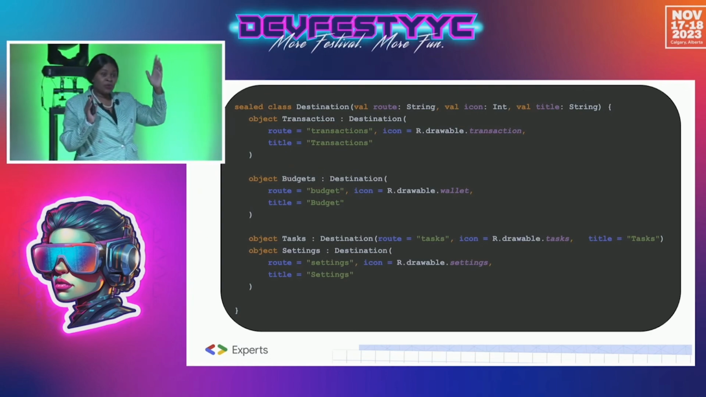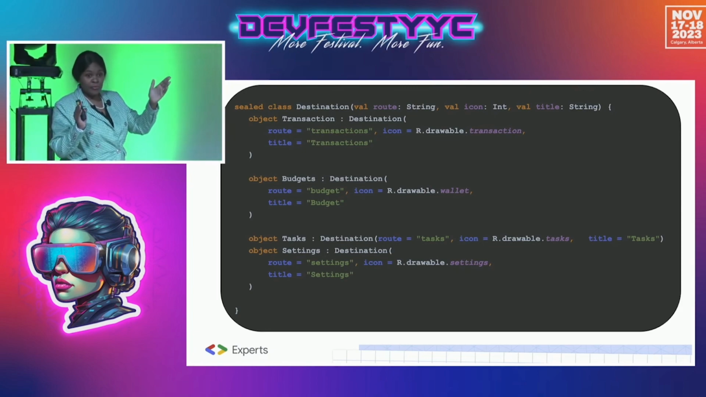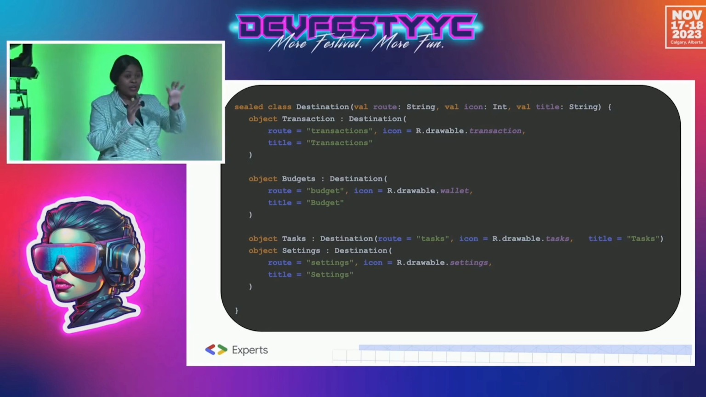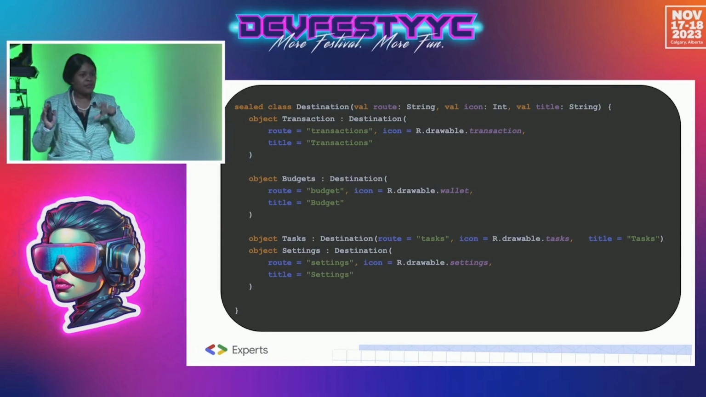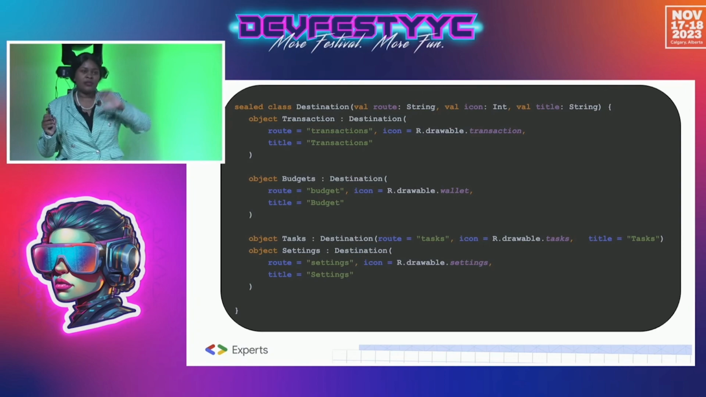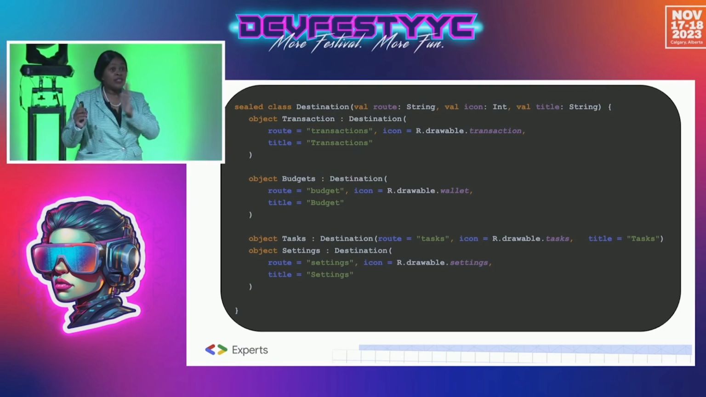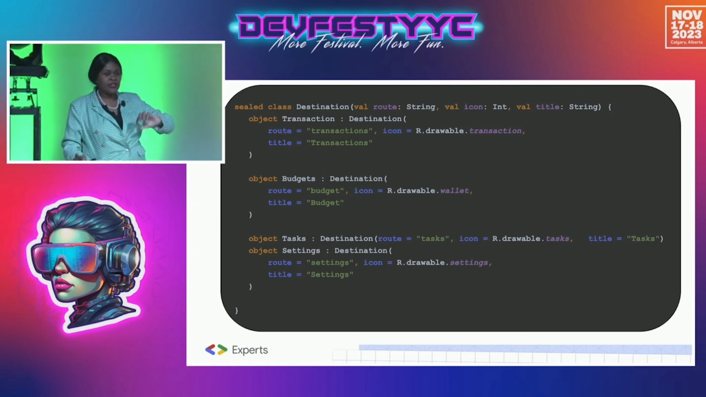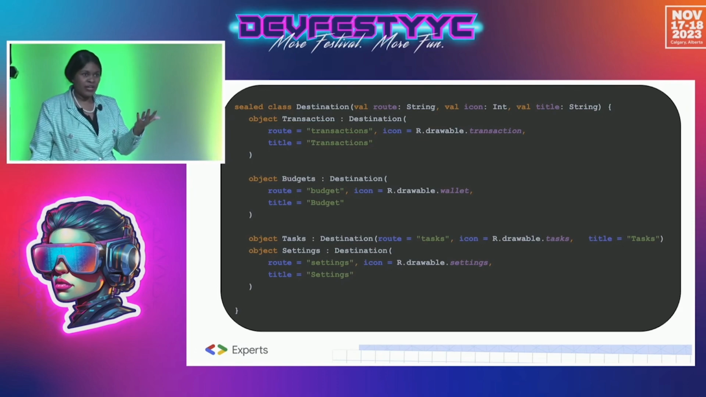Now, the route is where we will be navigating to. The icon just defines the icon of that particular screen, for instance, the budget icon, the task icon, the setting icons. And then the title just gives this particular object of mine, which are screens actually, that particular title. So if you clicked on, let's say, transaction, you would see the title transaction in it.